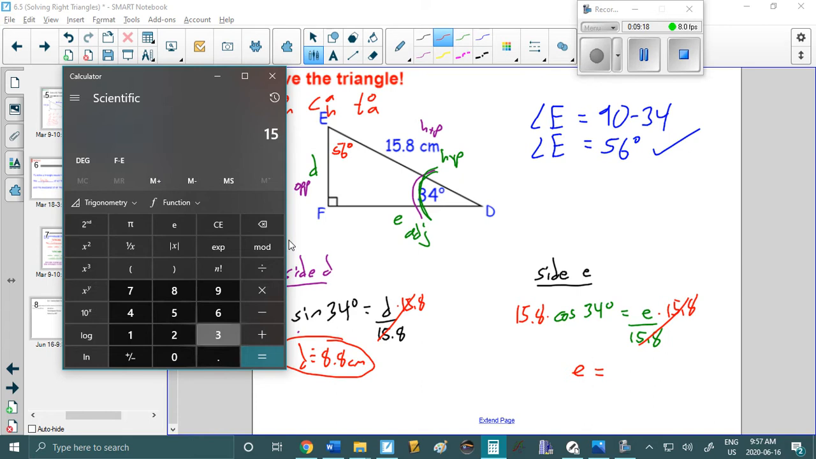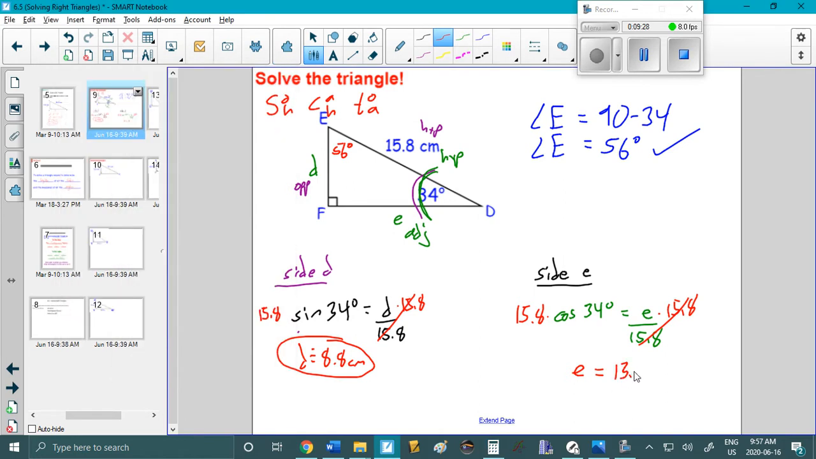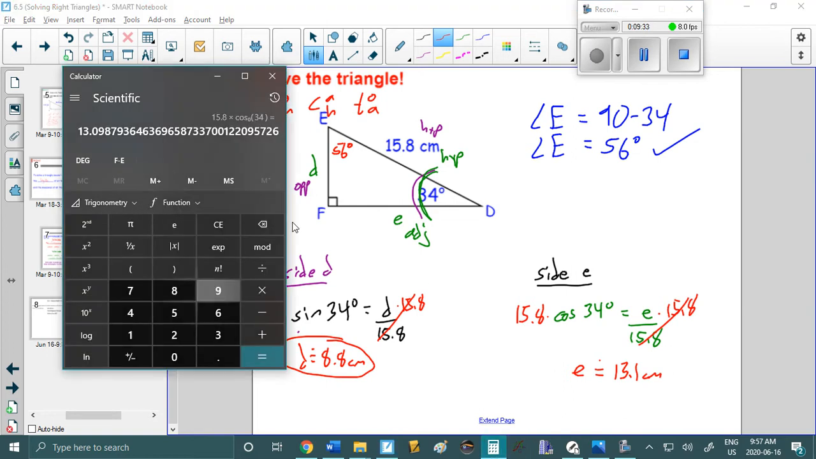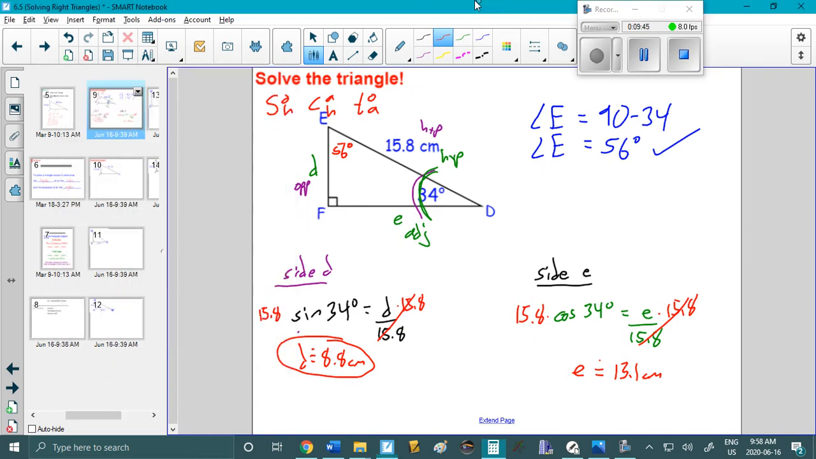So 15.8 times cos 34 equals 13.1, approximately 13.1 centimeters. Now, is that what I had before? Let me check. So before I had the square root of 15.8 squared minus 8.8 squared, which was 13.1. Yeah, so the decimals are off a bit, but you can see as long as we use one of these methods, we're going to get the right answer.